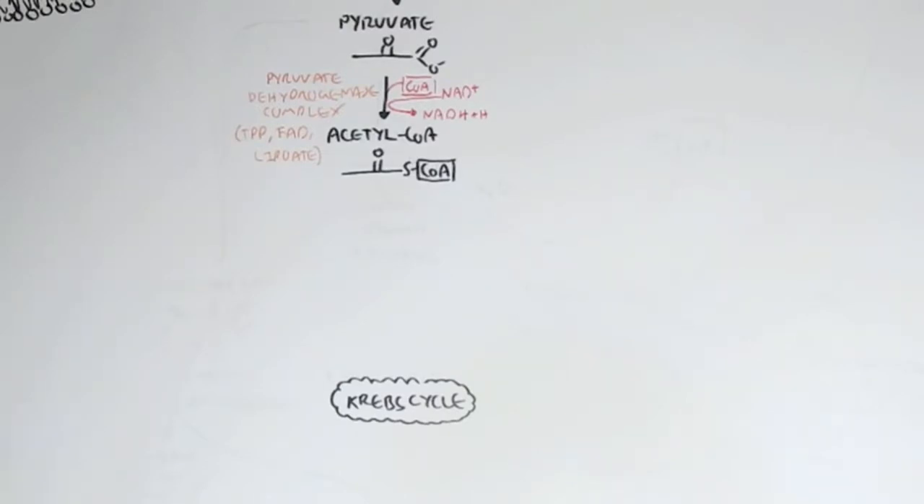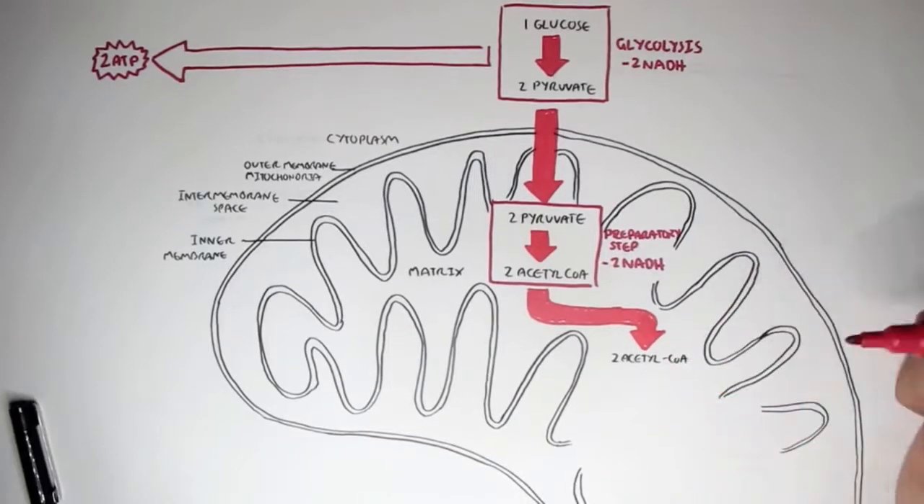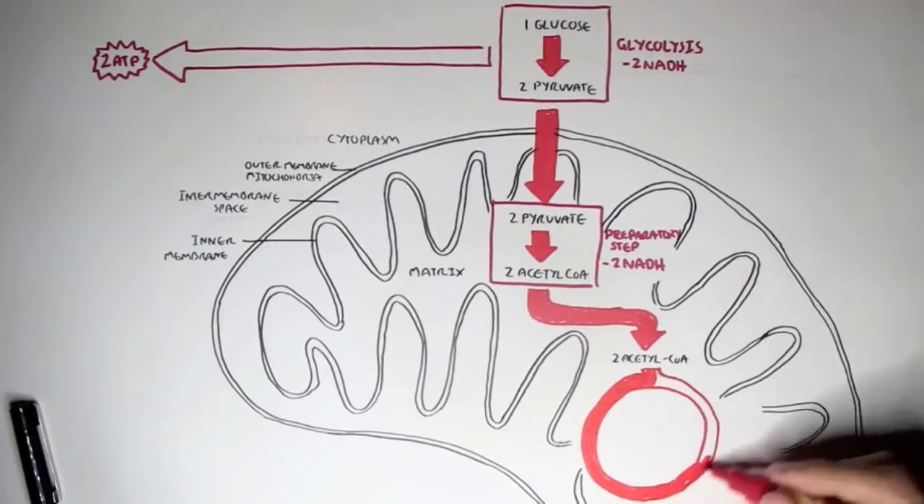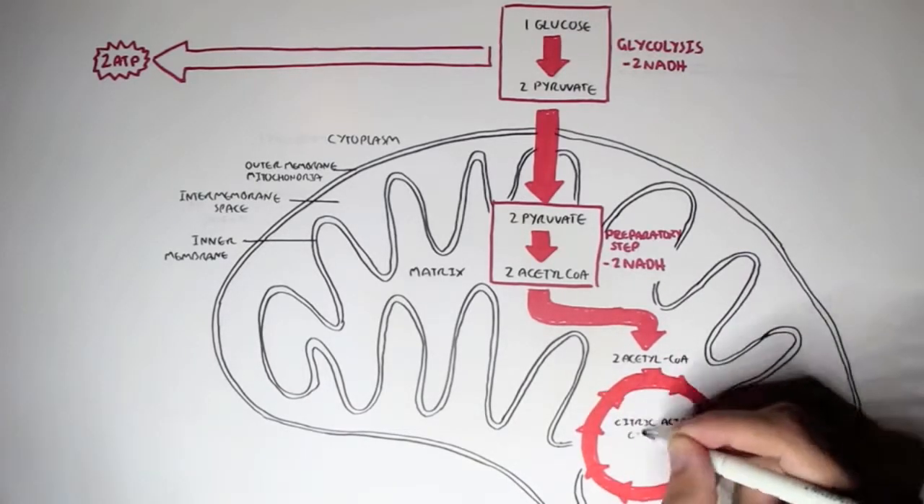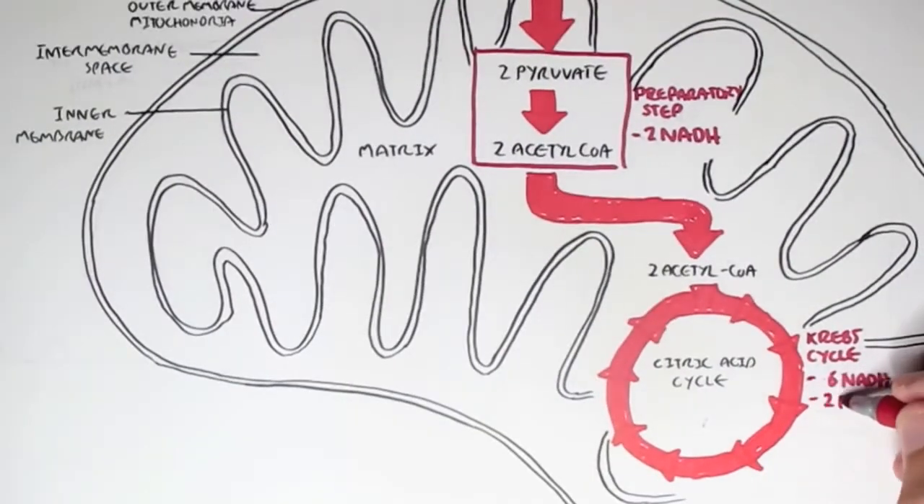So now let's stop there and go back to our very early diagram. So we have acetyl-CoAs now. We actually have 2 acetyl-CoAs. And so these 2 acetyl-CoAs will then enter what's called the citric acid cycle, also known as the Krebs cycle. In the Krebs cycle, the 2 acetyl-CoAs will produce a few important substances that we must know.